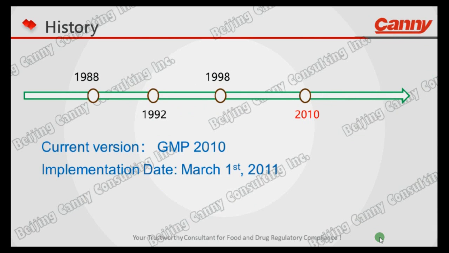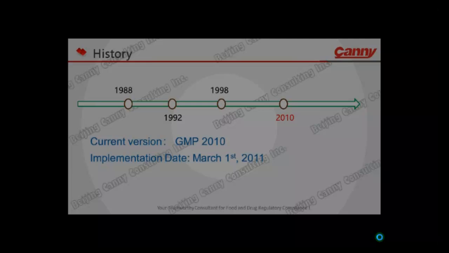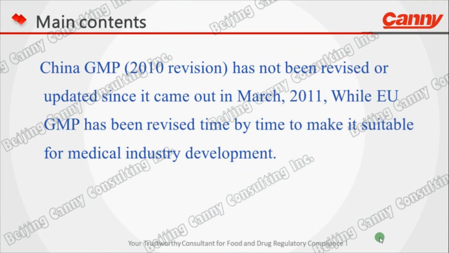Next, let's take a look at the history of Chinese GMP. The first version of Chinese GMP is from 1988, and the current version is the GMP 2010 version. The implementation date for the current version is March 1st, 2011. So you can see that it has been 10 years, and the Chinese GMP has not been revised. Yes, while the EU GMP is revised from time to time to make it suitable for medicinal industry development. So this is the difference.